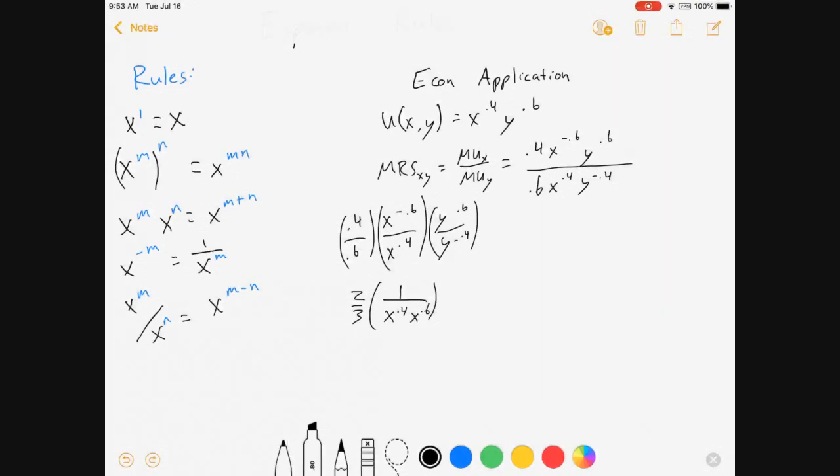I can do the same kind of trick for my y's. Y to the 0.6, and then divided by y to the negative 0.4, well, that's a 1 over y to the 0.4, so 1 over y to the 0.4 is equal to y to the 0.4. So that just gets multiplied up here and looks like that.